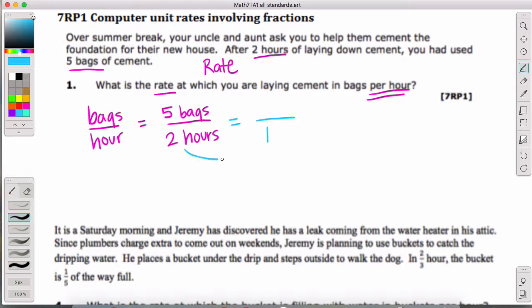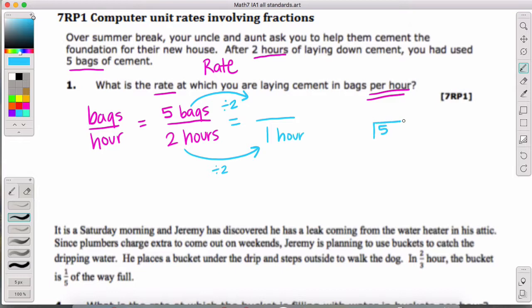So we're trying to get from 2 hours to 1 hour. So if it was 2 hours for 5 bags, we have to divide by 2 to get from 2 hours to 1 hour. So to make an equivalent rate, we would have to then also divide the number of bags by 2. So 5 divided by 2 is 2.5. And you can do that work over here.